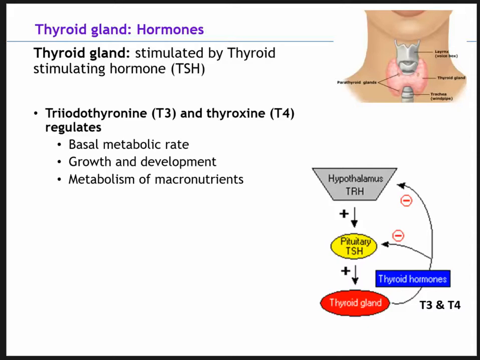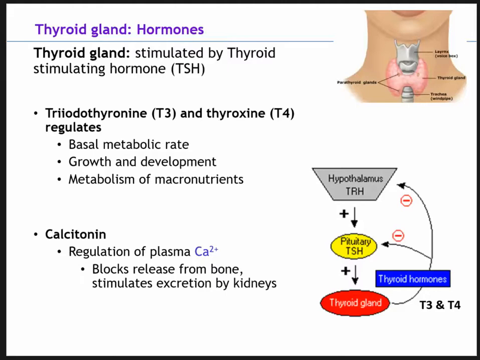So metabolic rate, how much energy you burn at rest, and then how quickly we grow and develop. So that's kind of the main regulation of these hormones here. And then another hormone that's released that was shown on the last slide is calcitonin.